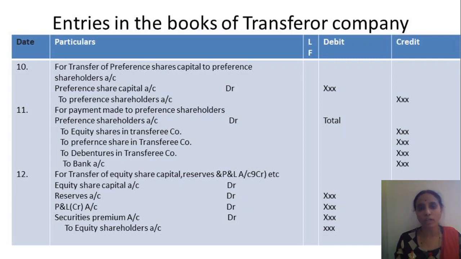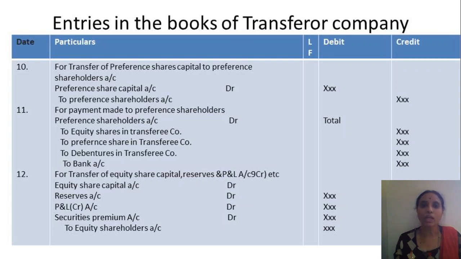securities premium account debtor to equity shareholders account. What do we give to equity shareholders? We give equity share capital, reserves, then we transfer the P&L credit balance to the equity shareholders and security premium. So any premium amount paid also should be transferred to the equity shareholders account. So for transfer of equity share capital, reserves and P&L to the equity shareholders.